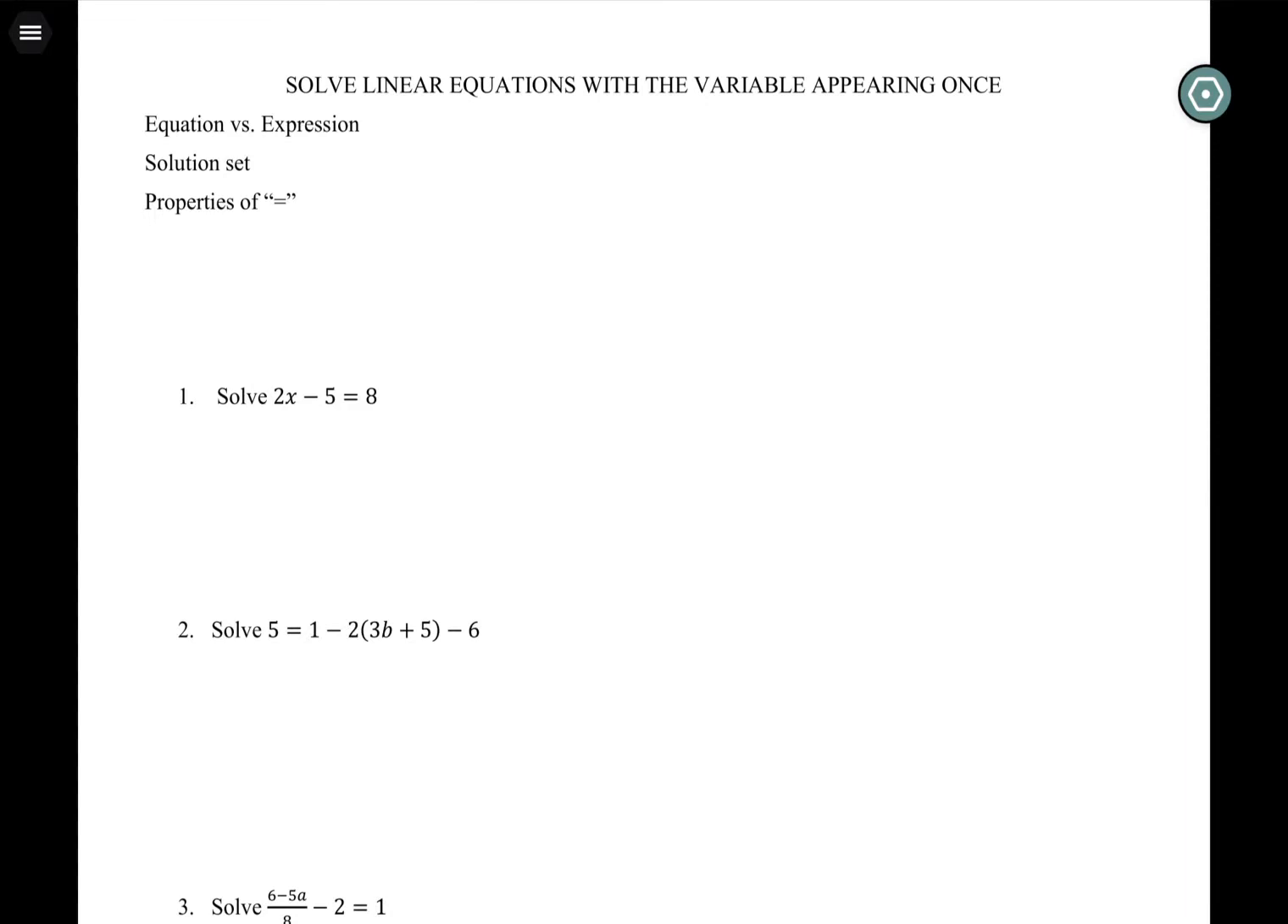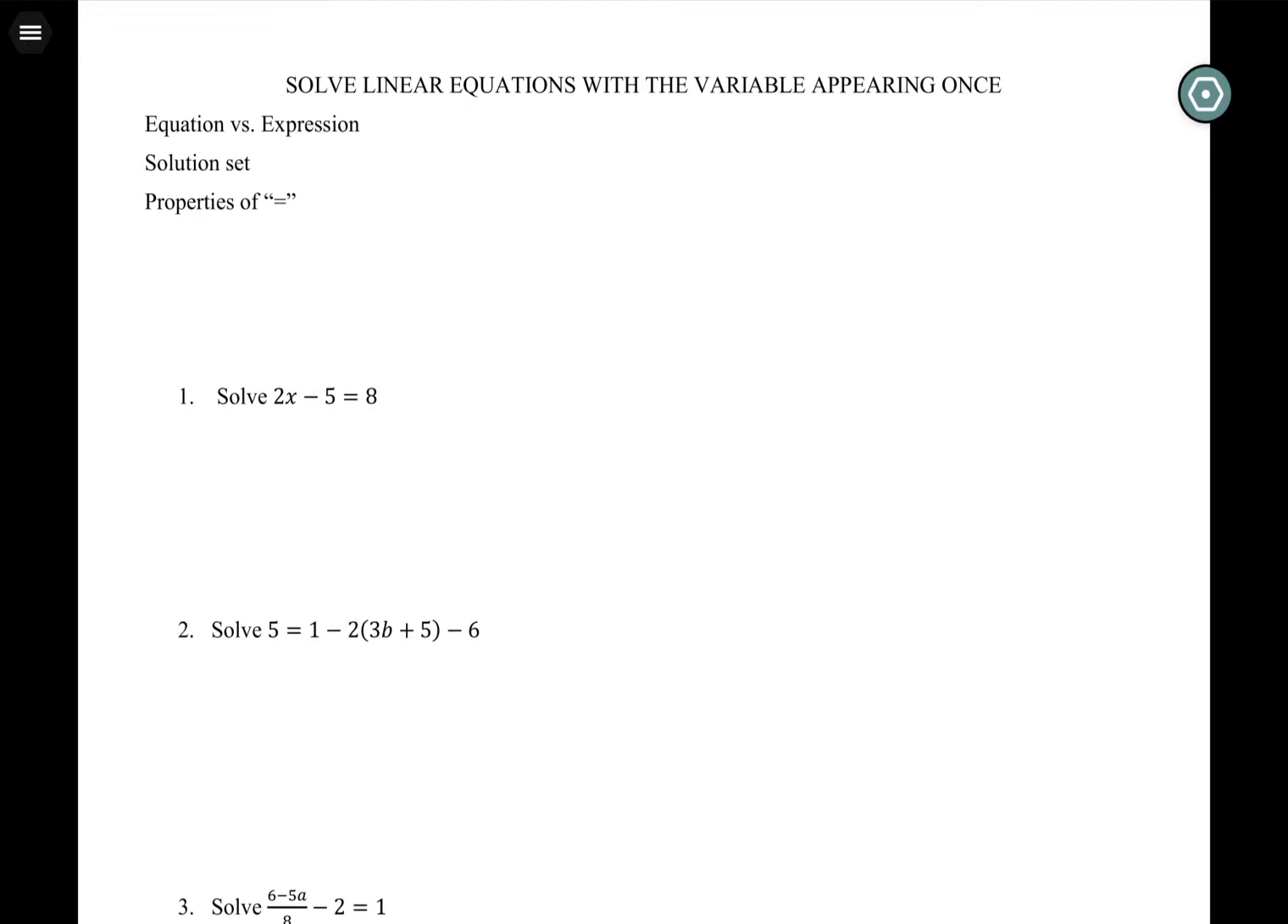Hi everyone. We are finally ready to start working on solving equations. So the first thing that I want to make sure of is that we're really clear on the difference between simplifying expressions, which is what we've been doing, or combining expressions by adding, subtracting, multiplying, dividing, and what we're going to do now, which is solving equations.